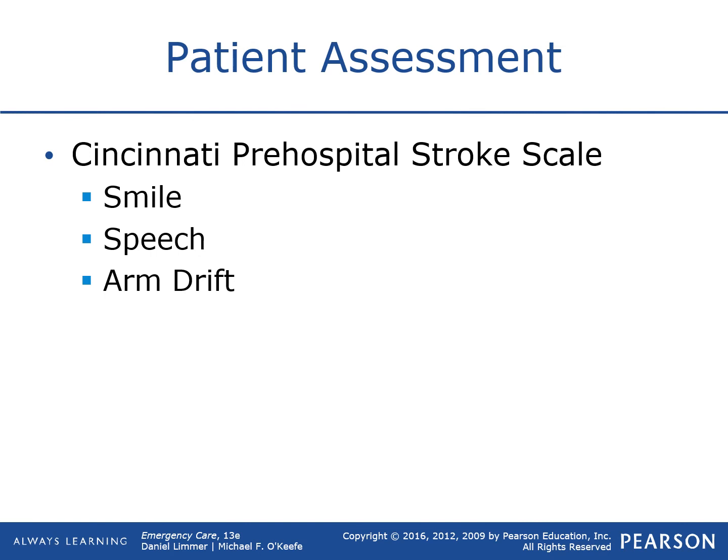So if you let go and during that count of 5 that you're counting internally, one arm goes down or drifts away, then that's a positive finding. A lot of times in big strokes, that arm will just immediately drop down to the ground. So those are the 3 areas that we're looking for in a Cincinnati pre-hospital stroke scale. A positive finding in any of those means it is a stroke until we prove otherwise. So any positive finding means stroke.